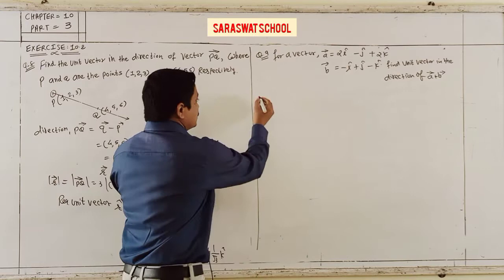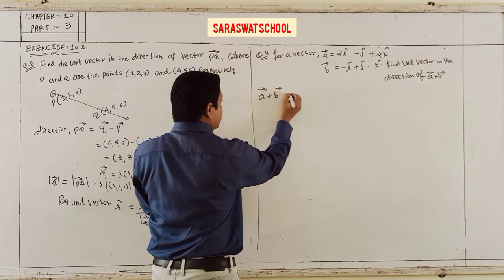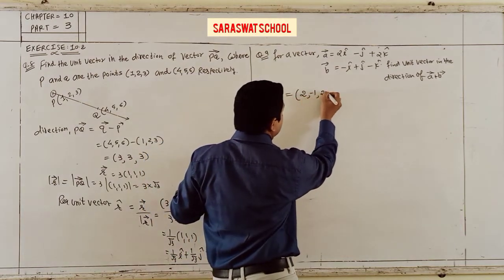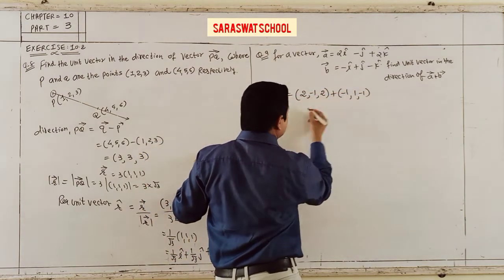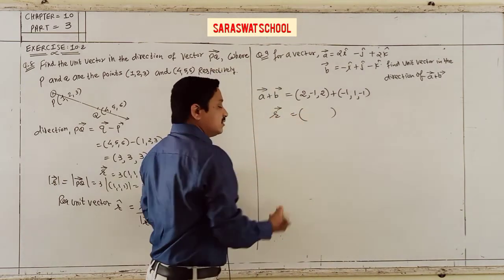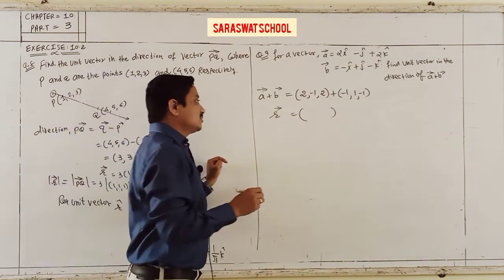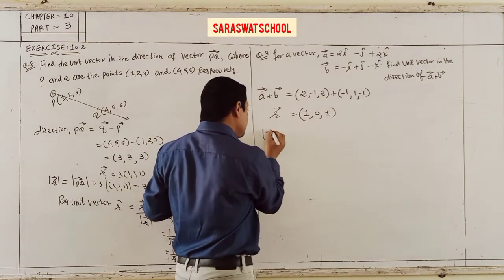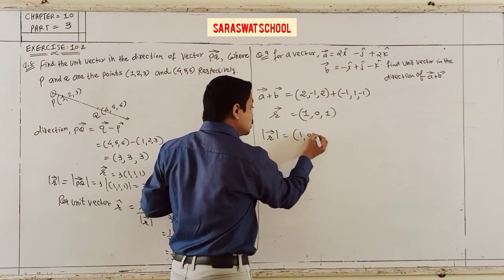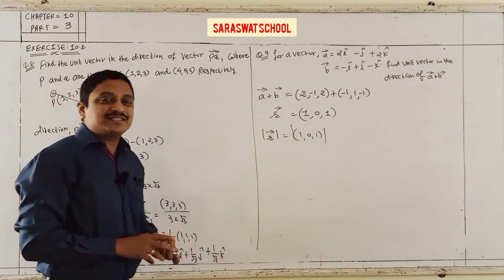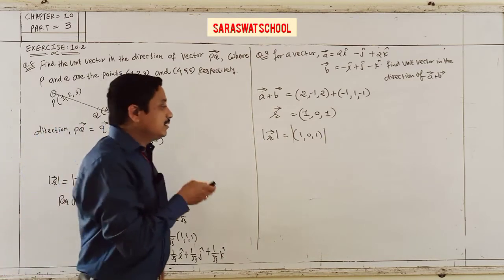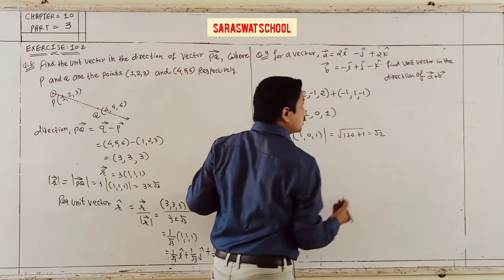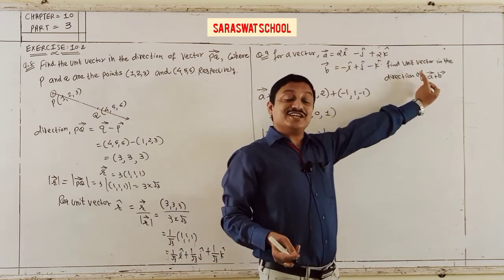So it is simple. First define A plus B, both added: (2, -1, 2) and (-1, 1, -1). Just add them and you get a new vector. So 2 minus 1 is 1, minus 1 plus 1 is 0, and 2 minus 1 is 1. So what's the unit vector now? (1, 0, 1) in magnitude. Your magnitude is the root of 1 plus 0 plus 1, root 2. So you want the unit vector in that direction.